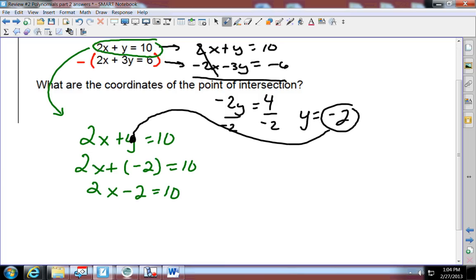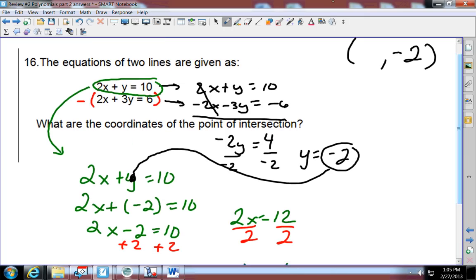Now we can solve. Add 2 to each side. 2x equals 12. Divide by 2. X equals 6. So my solution is 6, negative 2. That's my coordinates.